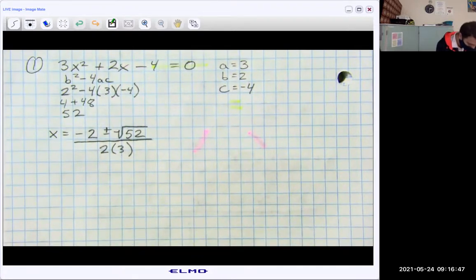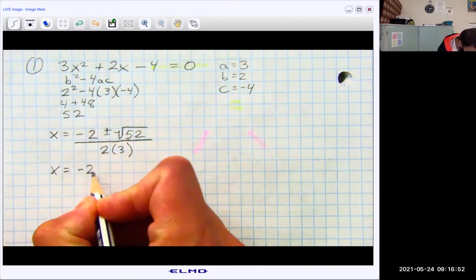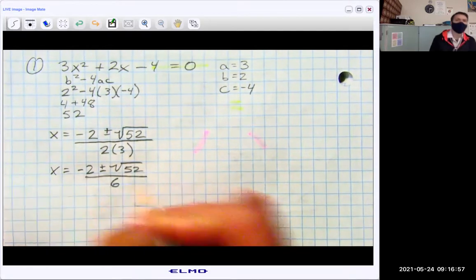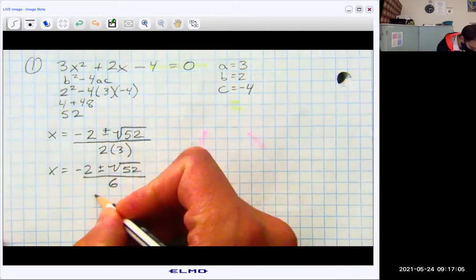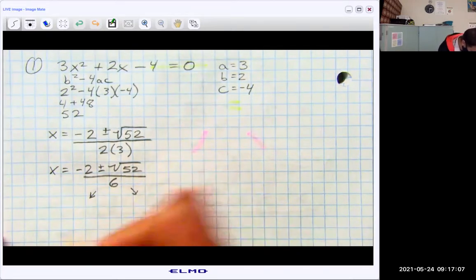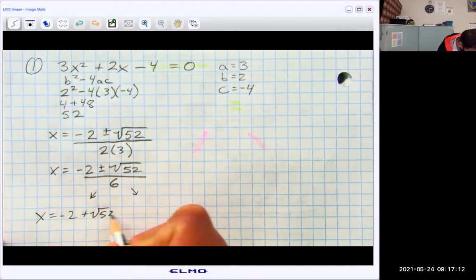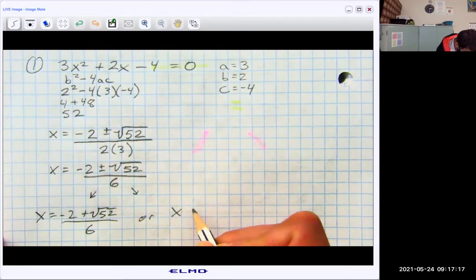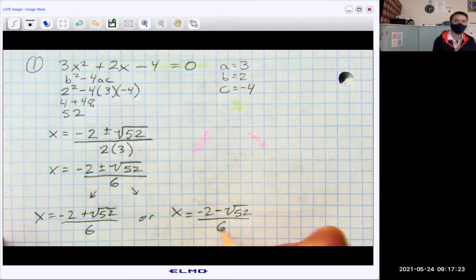Okay, so now we're going to do the multiplication on the bottom. x is negative 2 plus or minus the square root of 52 divided by 6. And if you remember, this is the point where we split it apart. We're going to add the square root of 52 and subtract the square root of 52. So x is -2 plus the square root of 52 divided by 6, or x is going to be -2 minus the square root of 52 divided by 6.